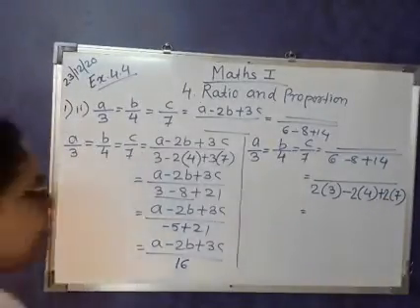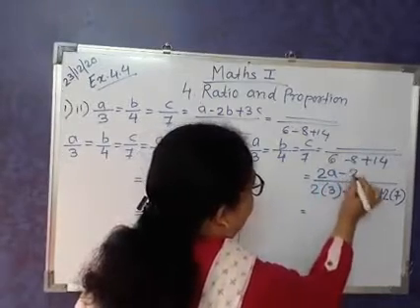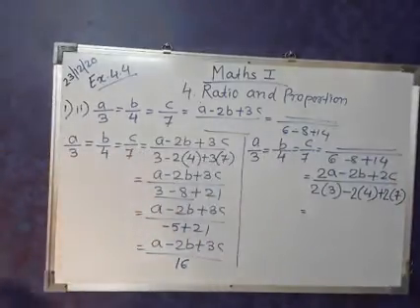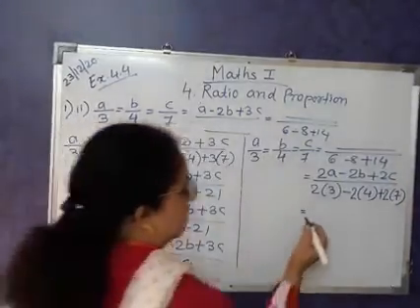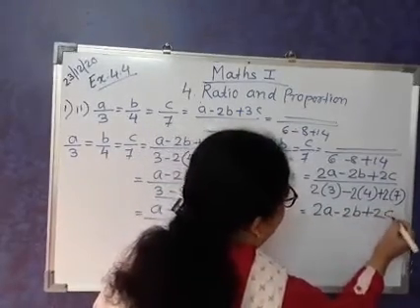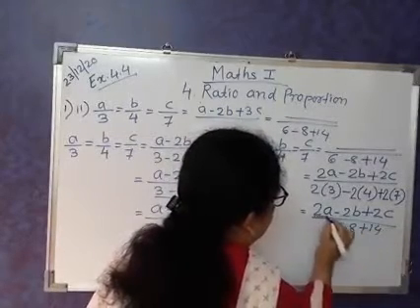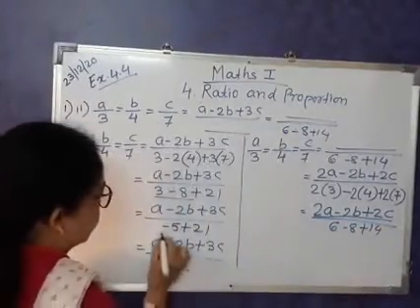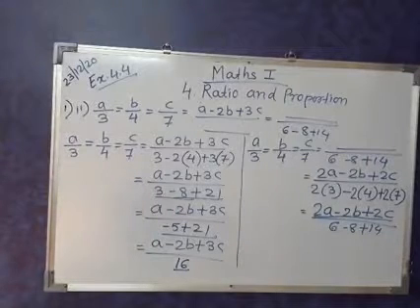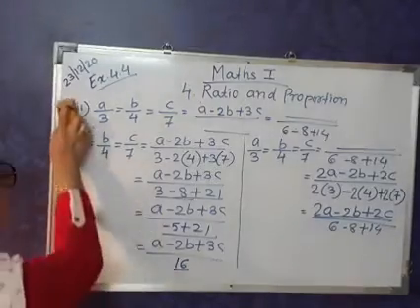Now this 6 value is for the a. So what we will get here? 2a minus 2b plus 2c. So what we will get here? 2a upon 6 minus 8 plus 14. So this is our value. Is it clear? So these are the sums of the theorem on equal ratio. Now we will see the next part.